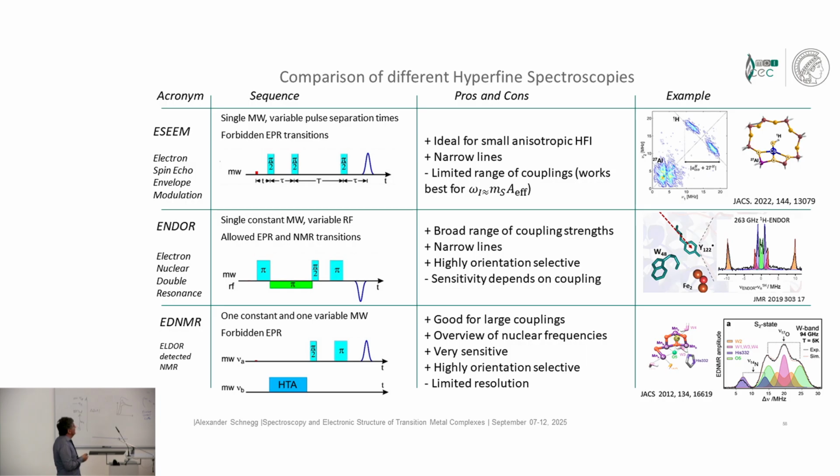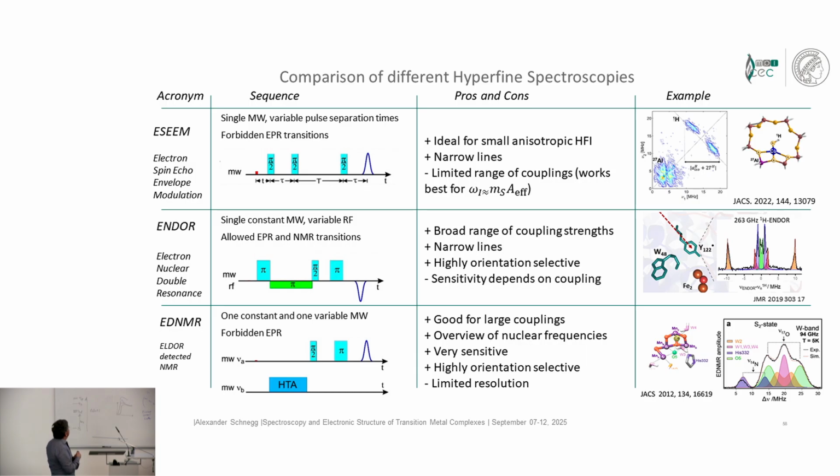This covers a very broad range of coupling strengths. Of course, you are choosing the nucleus which you are measuring by choosing the radio frequency. You can resolve narrow lines. Here's a nice example of a hydrogen ENDOR on the cofactor in ribonucleotide reductase. It's very orientation selective, as I have shown, which is sometimes wanted and sometimes unwanted, and the sensitivity depends on the strength of the coupling.